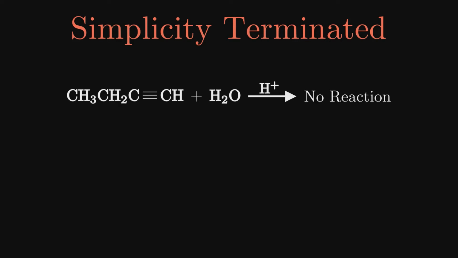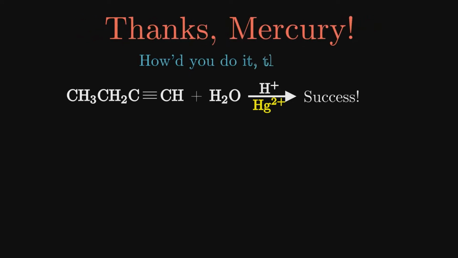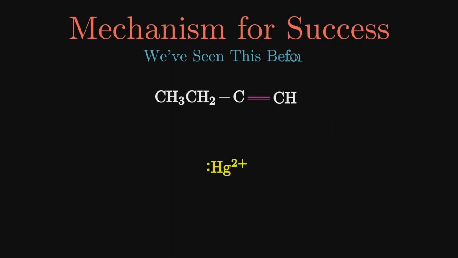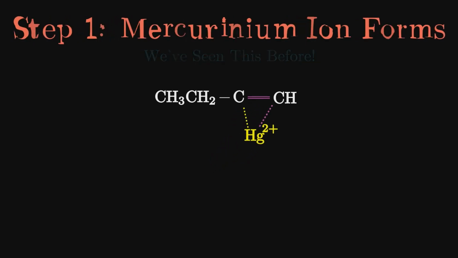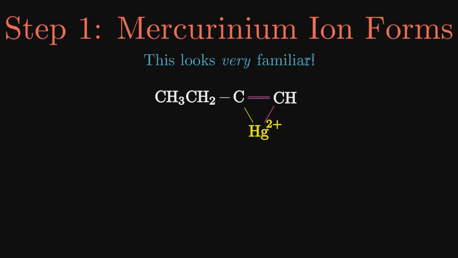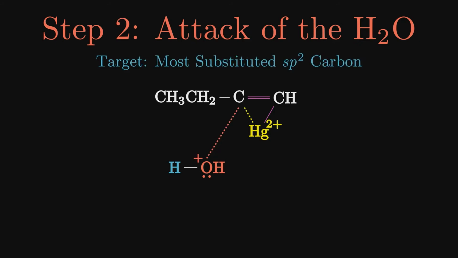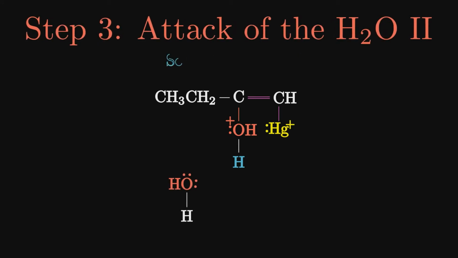For success, we bring in everyone's favorite mercurial element, mercury. How it works is quite similar to oxymercuration, and the product is what we would expect. So we have seen much of this mechanism, and like oxymercuration, it begins with the formation of a mercurinium ion. This similarity is why I recommended the video earlier. Next up, water comes in and attacks the most substituted sp2 carbon. When complete, the structure we have is protonated. Another water swoops in and removes the proton.